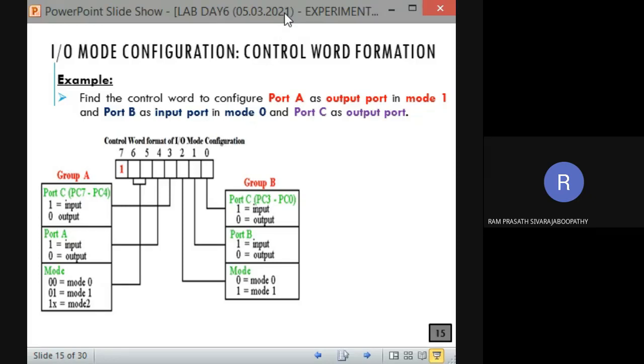Can you find the control word for this? First MSB bit 1, correct? What about bit 6 and 5? Bit 6 and 5 எதுக்காக? Port A ஓட mode selectionக்காக. What about the mode we asked in the question? Mode 1.